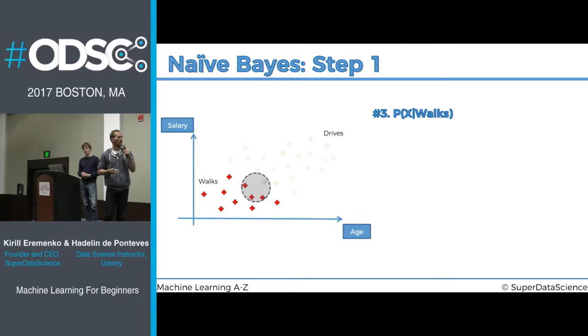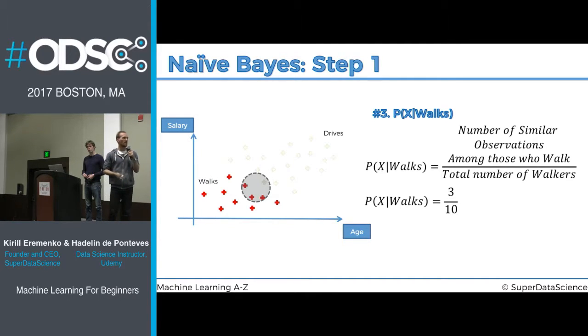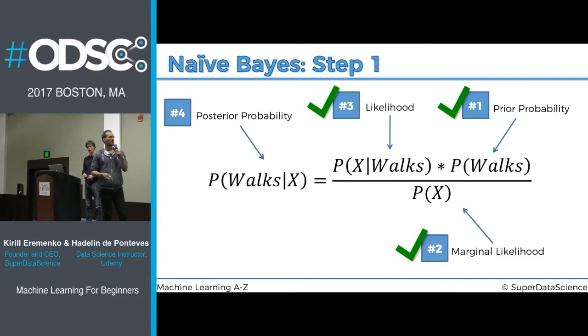So draw the circle again. For the red points, if we knew that they're 100% walking, what would the likelihood of them ending up in that circle be? Well, we only have 3 red points in there out of 10, so the likelihood is 3 over 10. Simple as that. Now we know that.